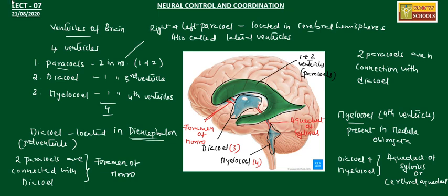Now, the paracels, the diacels, and the myelocele are all filled with the CSF, cerebrospinal fluid. And again, the last one, that is the myelocele.